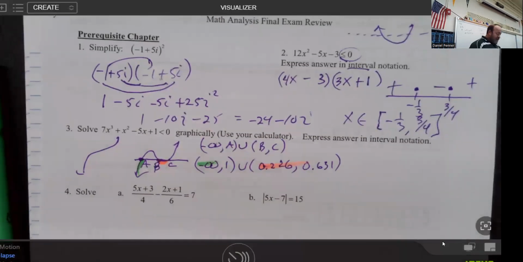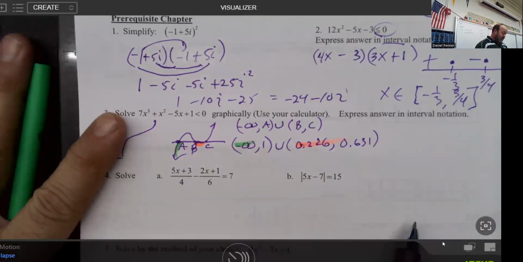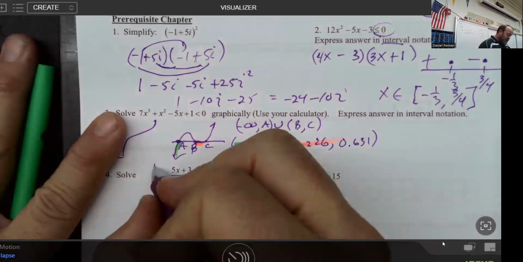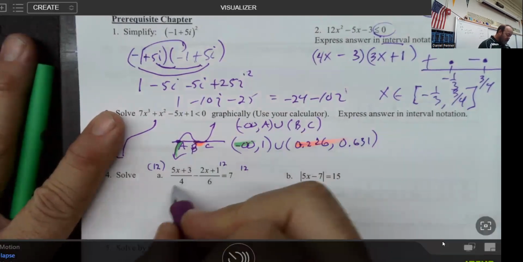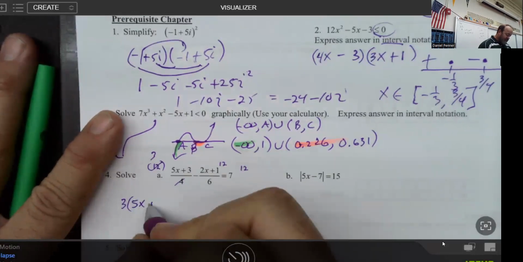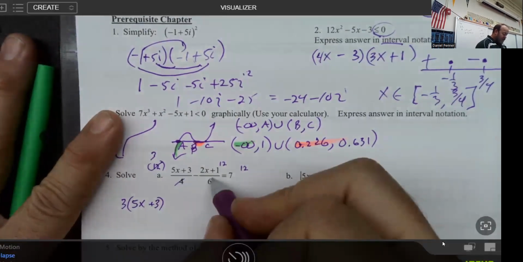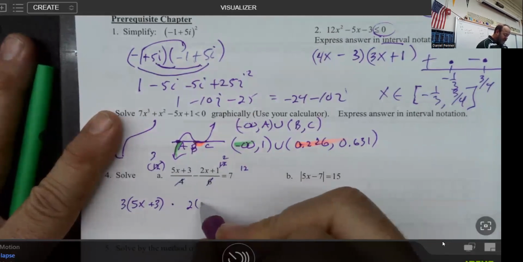Okay. Now, moving on to number 4, we have a rational equation, which is actually timely. We've been studying that recently, except this one is just a much nicer, simpler problem. So what I'm going to do is a little fraction buster, and I'm going to multiply each piece by 12. Because 4 goes into 12 3 times. So I have 3 of these 5 plus 3 guys. 6 goes into 12 twice. So I have 2 of these 2x plus 1 guys.